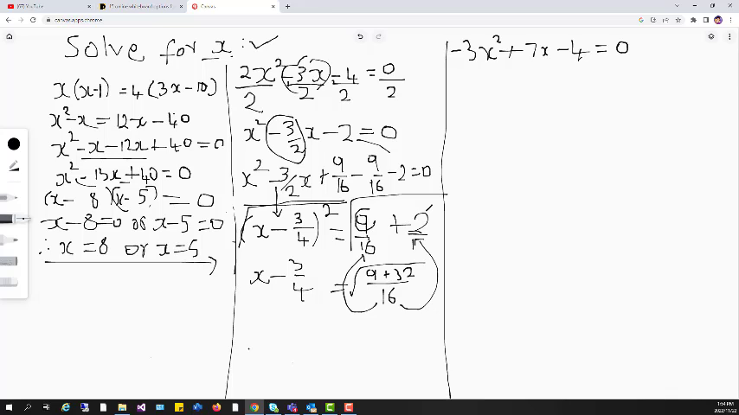All right, we're almost there. So we're now going to transfer minus 3 over 4 to the right hand side. We have x equals to positive 3 over 4. And then since this is a square root, it will be plus or minus. All right. And then the square root of 32 plus 9 is 41. 41 is not a perfect square, so we'll leave it as is. But 16 is a perfect square. So square root of 16 is 4.